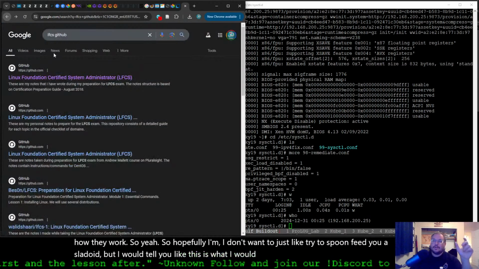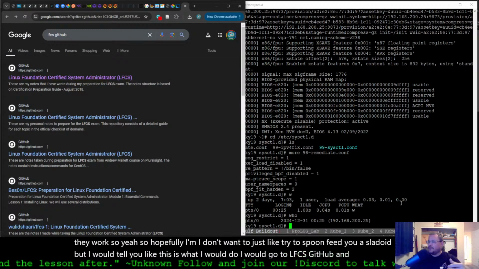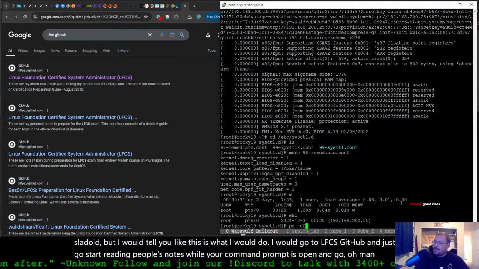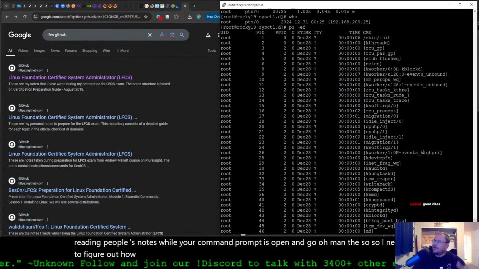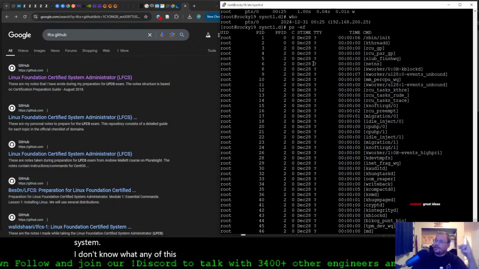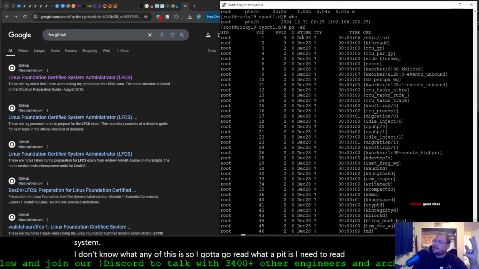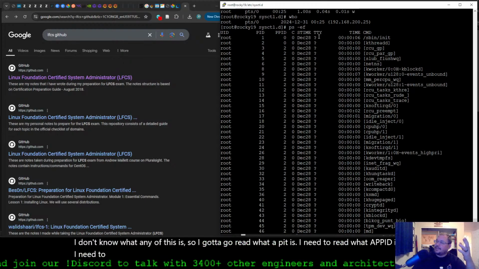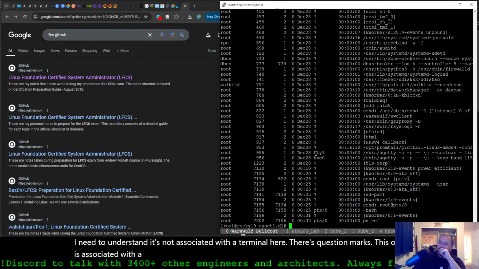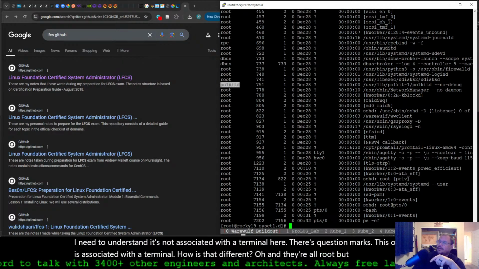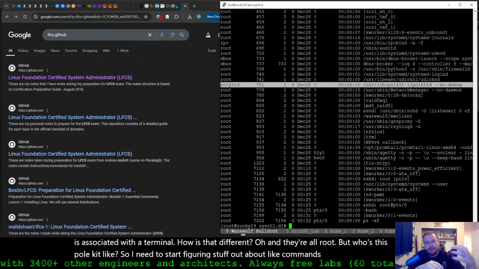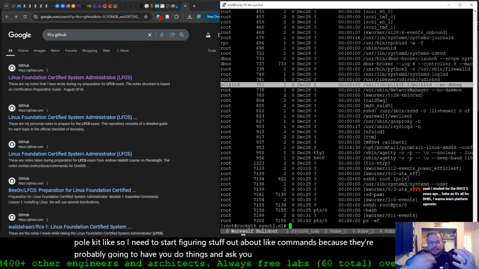I would go to the LFCS GitHub and start reading people's notes while your command prompt is open and go, oh man, I need to figure out how processes work. Okay, there's a whole bunch of processes on this system. I don't know what any of this is. So I have to go read what a PID is. I need to read what a PPID is. I need to understand it's not associated with a terminal here. There are question marks. This one is associated with a terminal. How is that different? Oh, and they're all root, but who's this polkit? So I need to start figuring stuff out about commands, because they're probably going to have you do things and ask you questions, or do things and verify things.